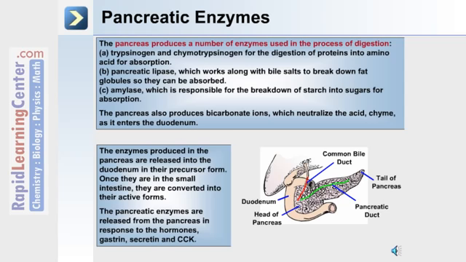The enzymes produced by the pancreas are released in a precursor form. Once they're in the small intestine, they're converted into their active forms. The pancreatic enzymes are released from the pancreas in response to hormones such as gastrin, secretin, and CCK.